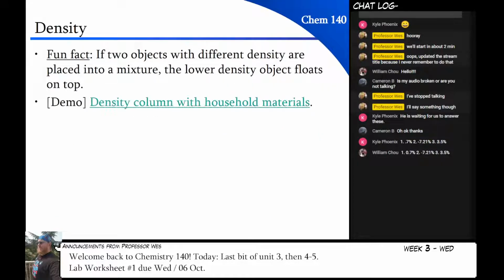Now, if you mix things together and they have different densities, the things with the highest density sink to the bottom, and the things with the lowest density will float to the top. So what we're going to do is I'm going to show you this video. We all know how well that worked last time I did a video here.